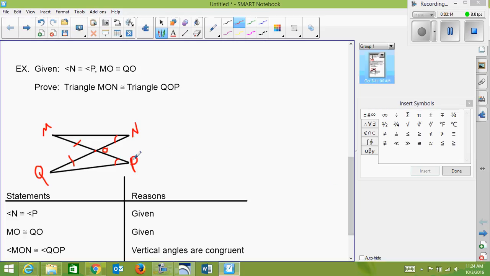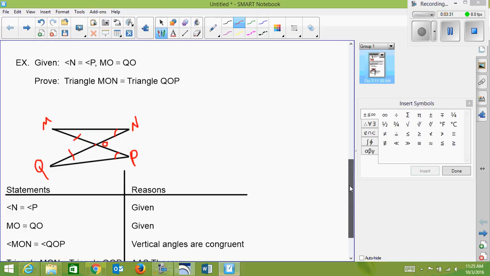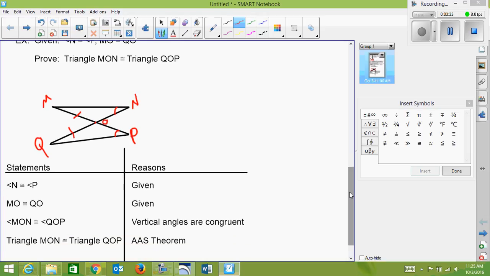And so now what do I have? I have a side, or excuse me, an angle, another angle, and a side that are congruent. And over here I have an angle, and the corresponding side from over here. So triangle MON is congruent to triangle QOP. How do I know? Because of the AAS theorem, angle angle side theorem.